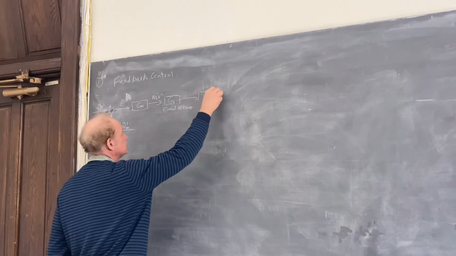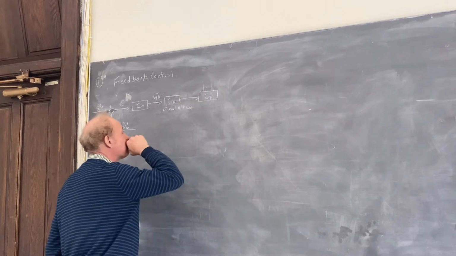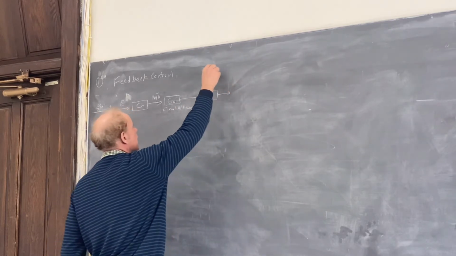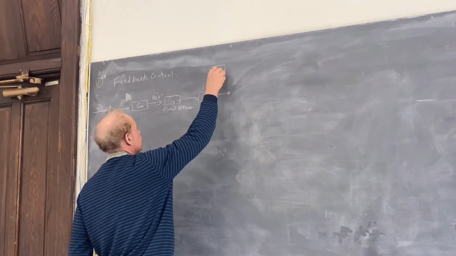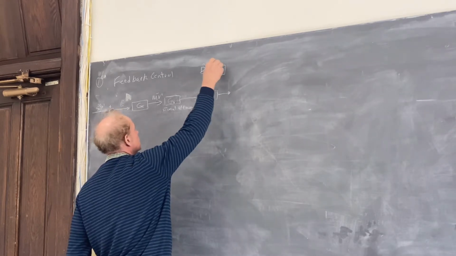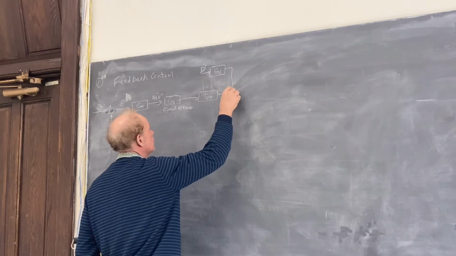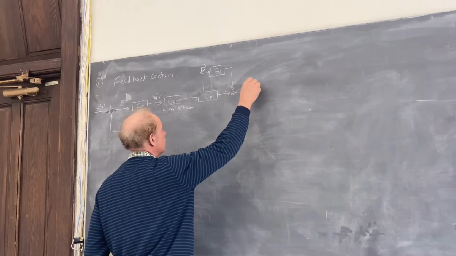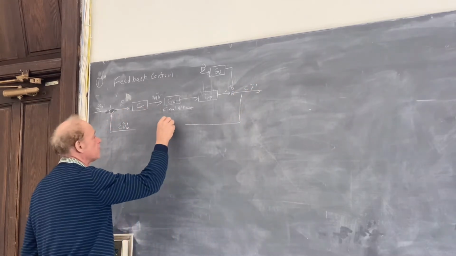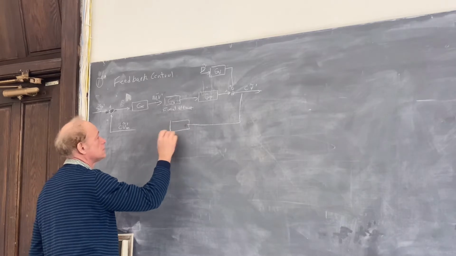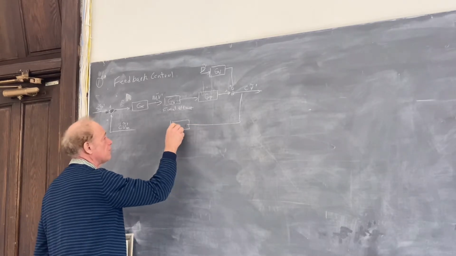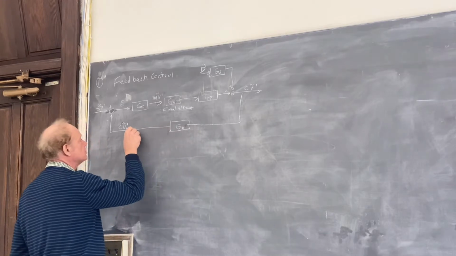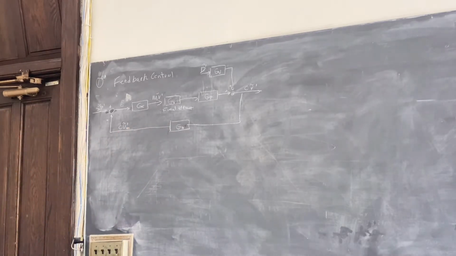Which then went into the process, GP. And in parallel to that, I could have a disturbance, and the two of those together gave me the control variable, which I might have to measure. It's not obvious, so I have a GS for the sensor, and that gives me a CV prime. So that's the feedback control block diagram.